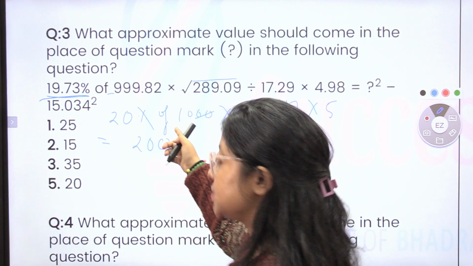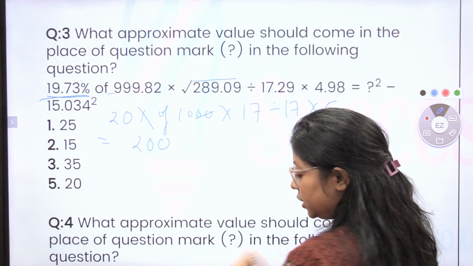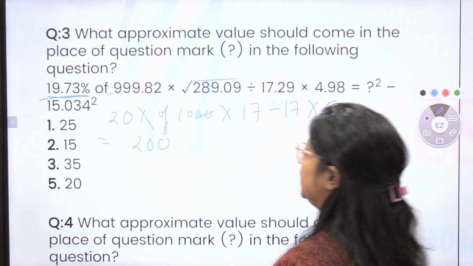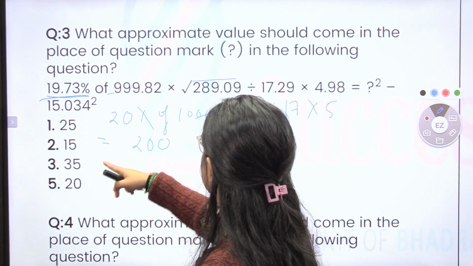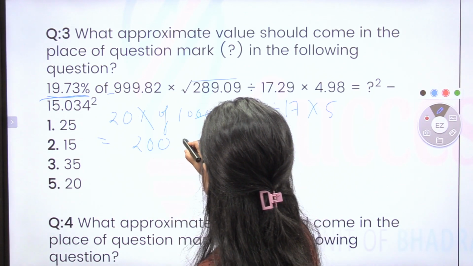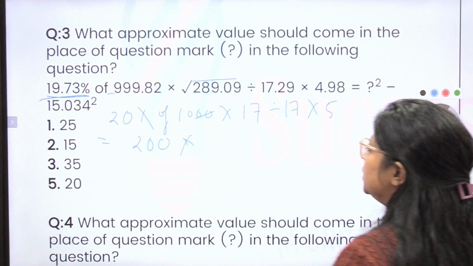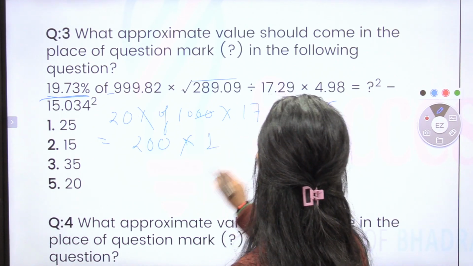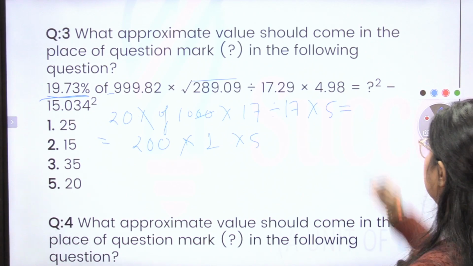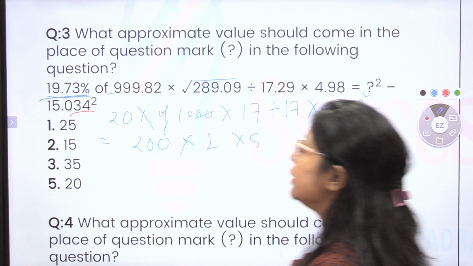We will solve the off first. I have told earlier, isn't it? Because in BODMAS, what do we give preference? We give preference to off, then division, then multiplication. So we will solve the off part first. So 200 into. Now let's come to division. Division will give you 1 into 5. And after equal, here you have question mark square minus 15.034 square.